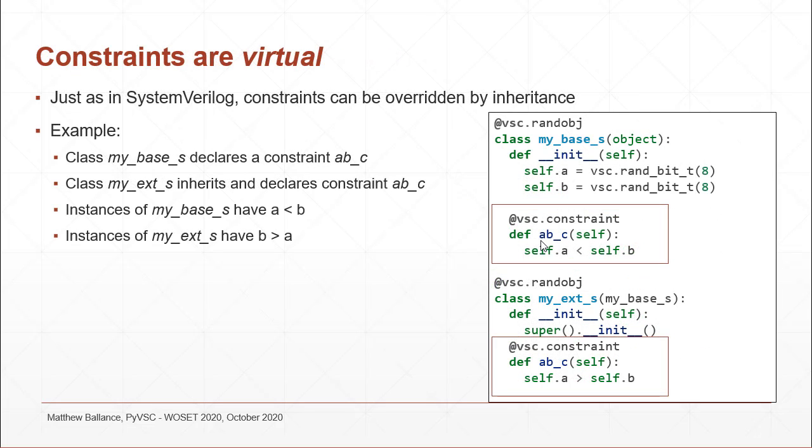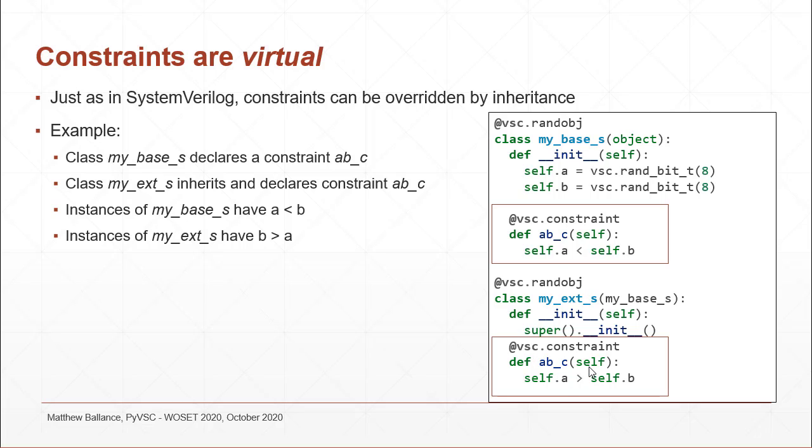Now, just as in SystemVerilog, constraints support inheritance. And if you're an object-oriented programmer, you can think of constraints in this sense as being virtual, like virtual methods. So in the example that we have here, we have a base class that defines a constraint named AB_C. It has the constraint A is less than B. Now we create a derived class, my extended S, that derives from my base. In this case, we also have a constraint named AB_C.